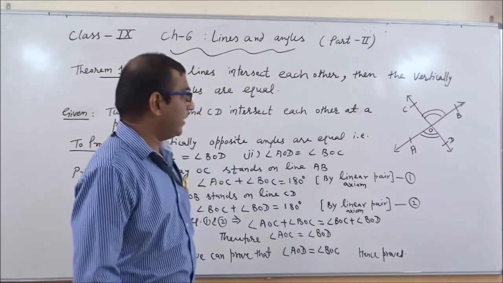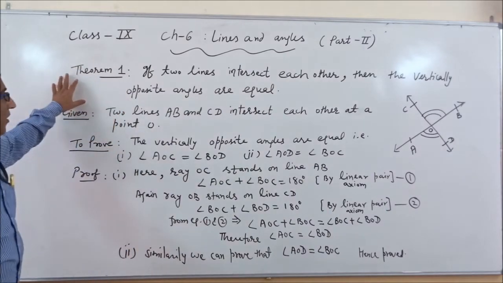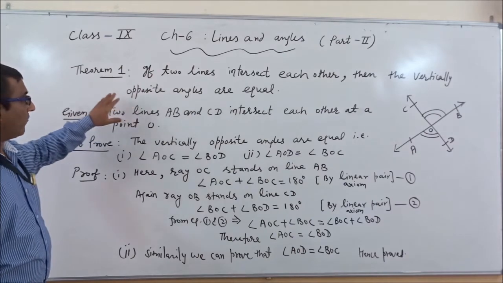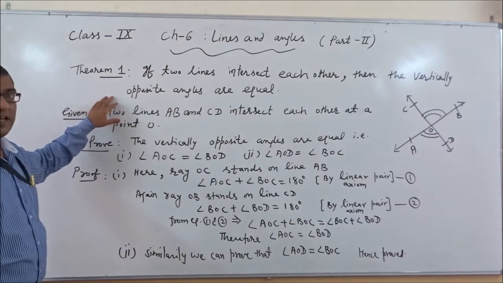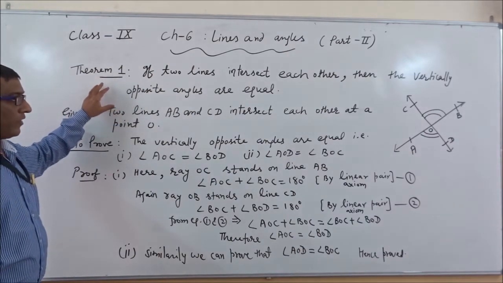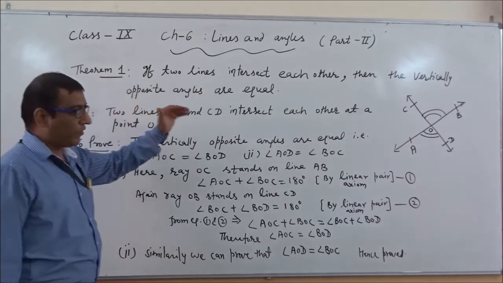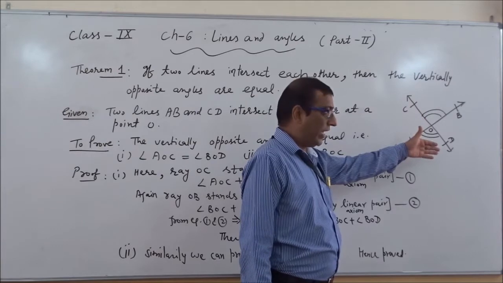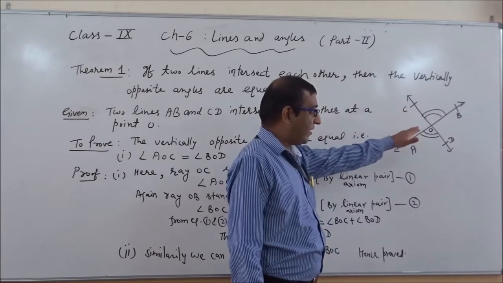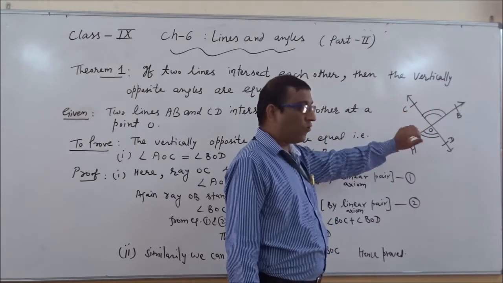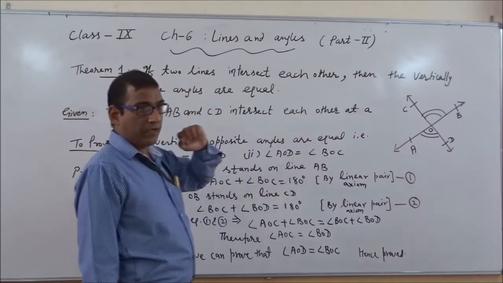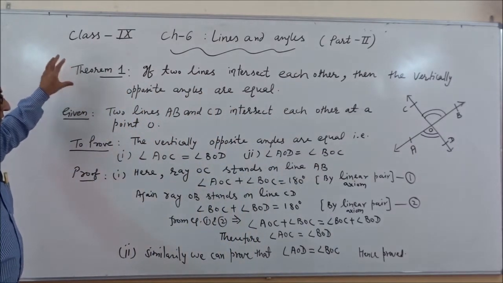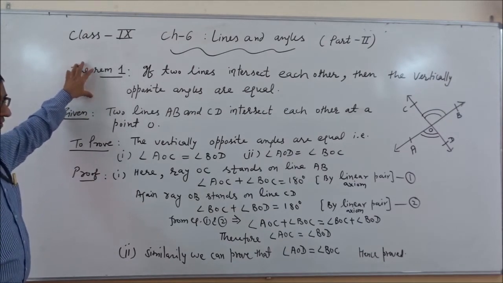As you see here, theorem number first is: if two lines intersect each other, then the vertically opposite angles are equal. So how can we say it is possible? If you see, one diagram is there where AB and CD are two lines intersecting each other at point O, and this point O is known as the point of intersection. So how can we give the proof of this theorem?